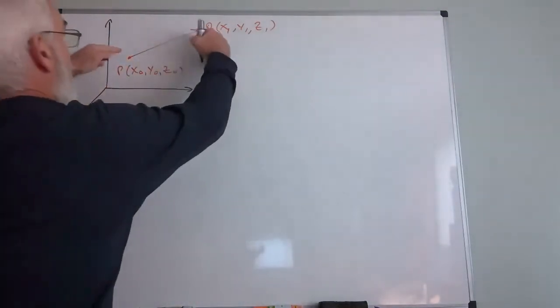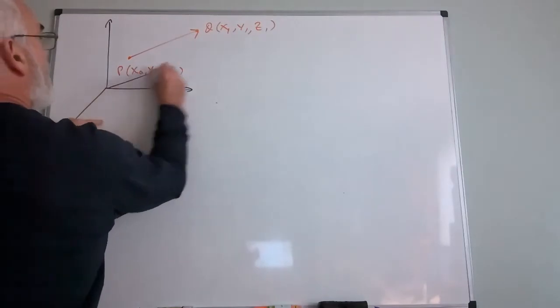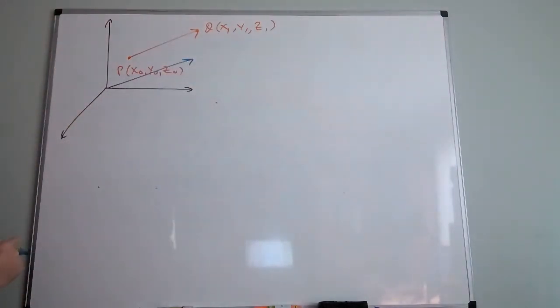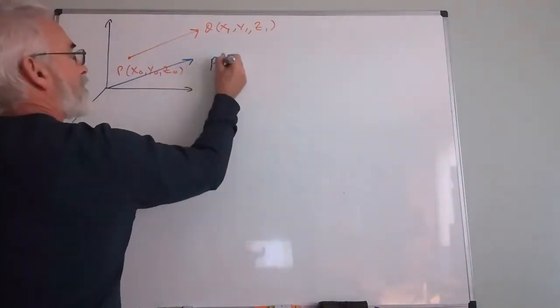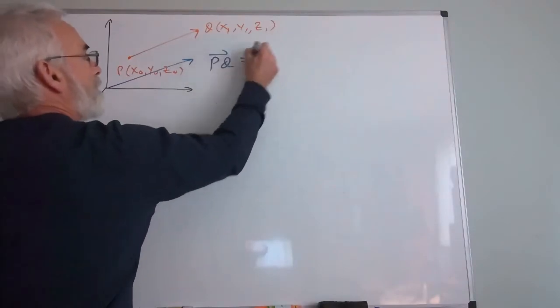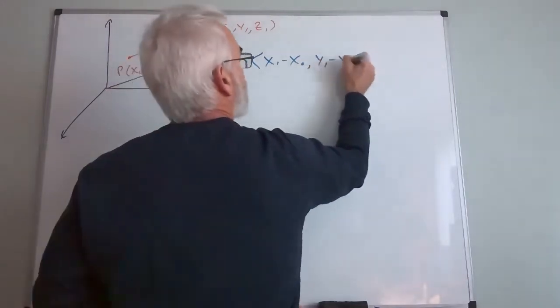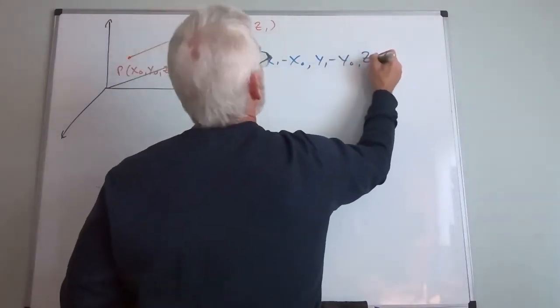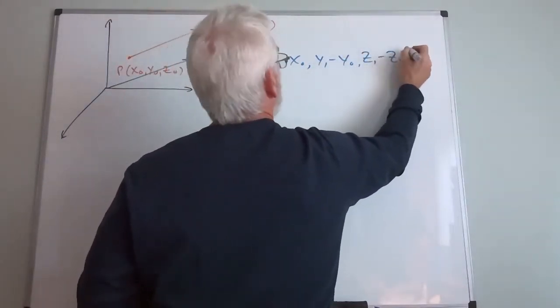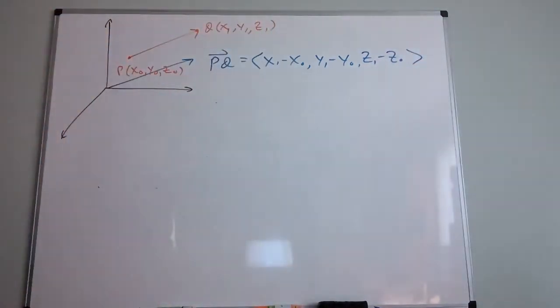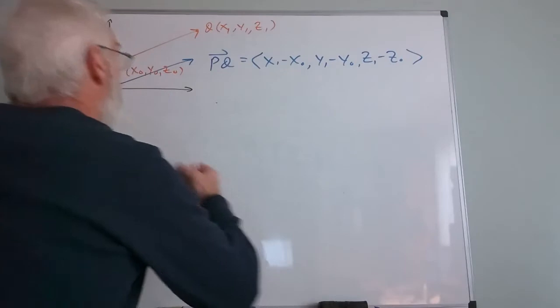So if I take this and then I move it to right here, what would this vector be? Well, first we call it vector PQ, and it would be the vector x1 minus x naught, y1 minus y naught, z1 minus z naught. Okay, it's that particular one right there. All right, now that's how I create that vector. No big deal. So now let's do what we did before.